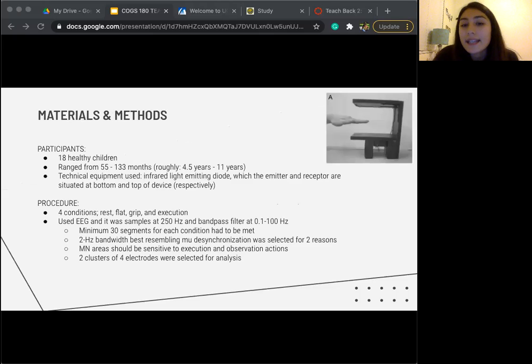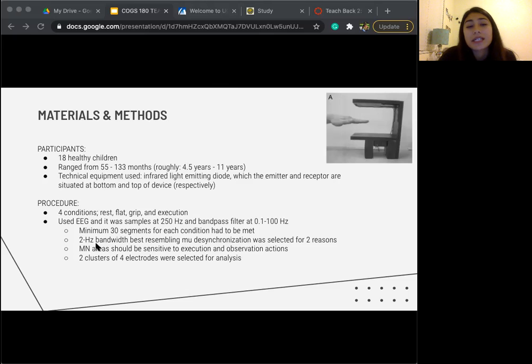So there were 18 healthy participants. They were all children, ranging from 4.5 years to 11 years old. The technical equipment used was an infrared emitting diode, with the emitter and the receptor situated at the bottom and the top respectively. And here I provided what this technical equipment looks like. So the procedure is they basically have four different conditions. They have the rest, the flat, the grip, and the execution.